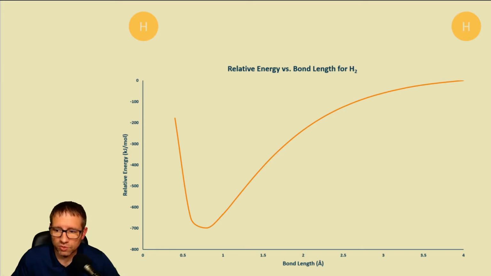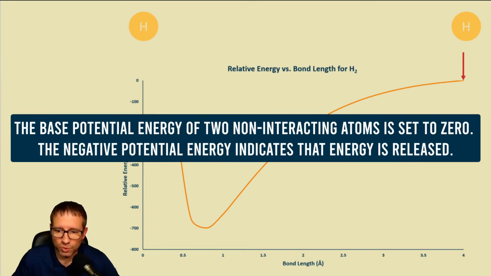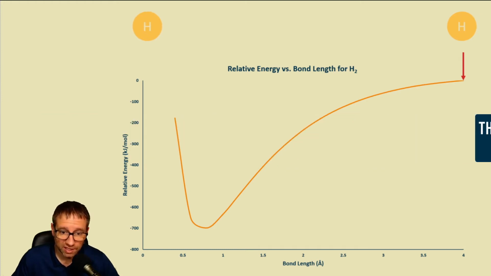This graph uses the potential energy of two non-interacting atoms as the starting point and calls it zero. As a bond forms, energy is released, so the potential energy goes down. The negative potential energy is relative to the atoms not interacting at all.